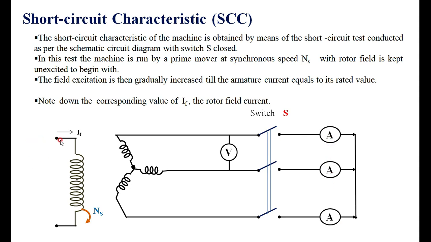Therefore, for different values of the field current, you note down the short circuit current. Care should be taken that this current should not exceed the rated current of the alternator. Of course, when it is short circuited, you can observe that the voltage becomes 0. That is how you short circuit, and for different values of the field current, you note the value of the short circuit current from the ammeter.